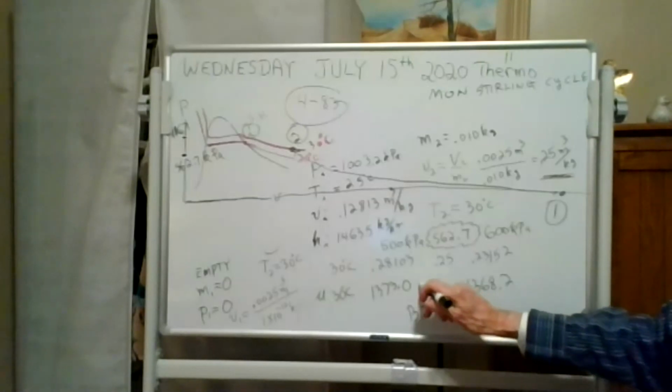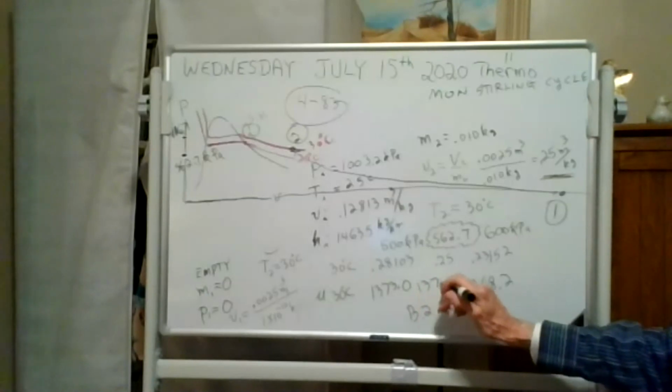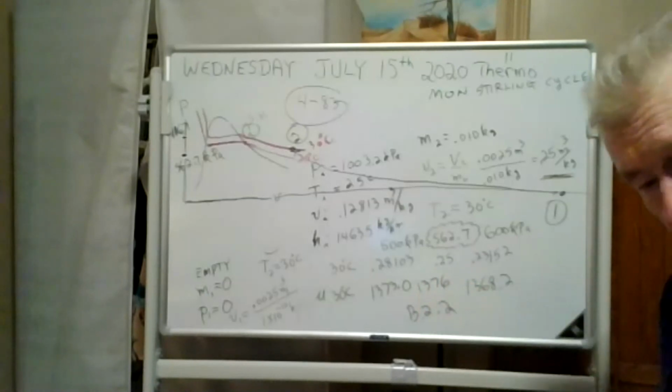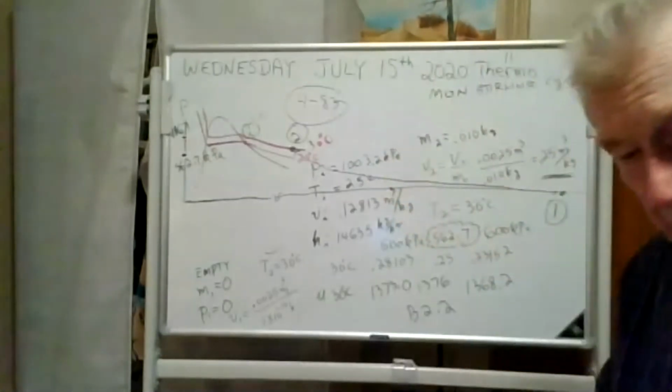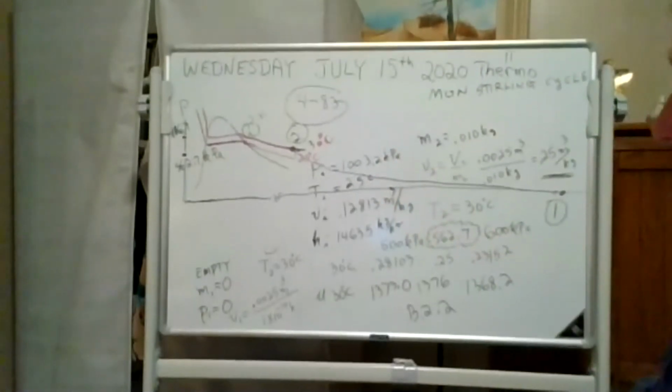You know what it is? It's 1376. Okay, now we can solve the problem and find the heat transfer. Here we go. I just need a little room. Now let's see, we've done our PV diagram.